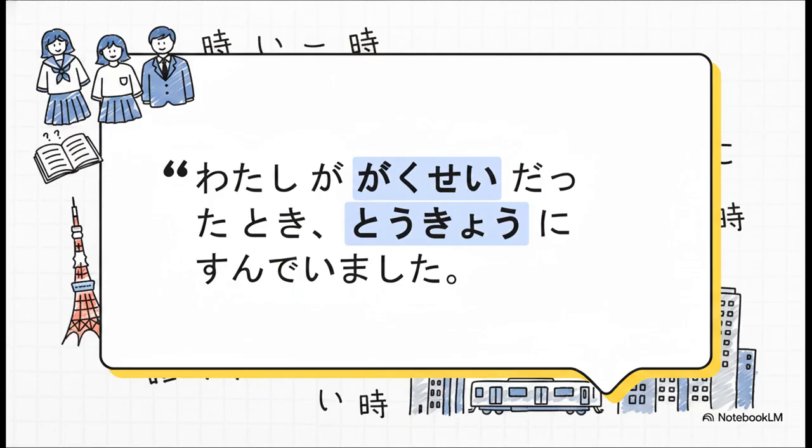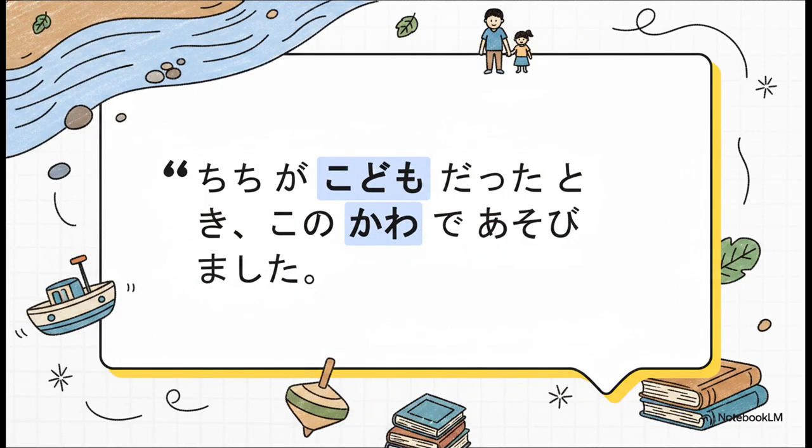And right here you can really see the storytelling power. Watashi ga gakusei datta toki means when I was a student. This isn't just about a quick moment. This carves out a whole chapter of your life. And during that whole time, the other thing was true. You were living in Tokyo. This last example just feels like a memory, doesn't it? Chichi ga kodomo datta toki means when my father was a child. The noun kodomo, or child, defines that whole era of his life, and that time period is the backdrop for the specific memory of playing in this river. It's just a beautiful way to connect a person, a time, and a place.